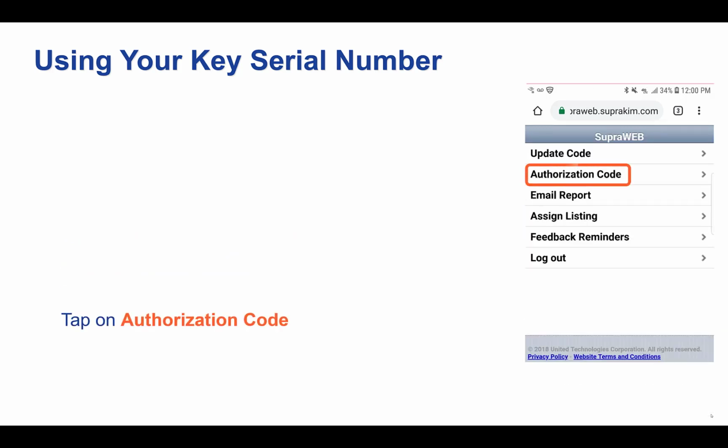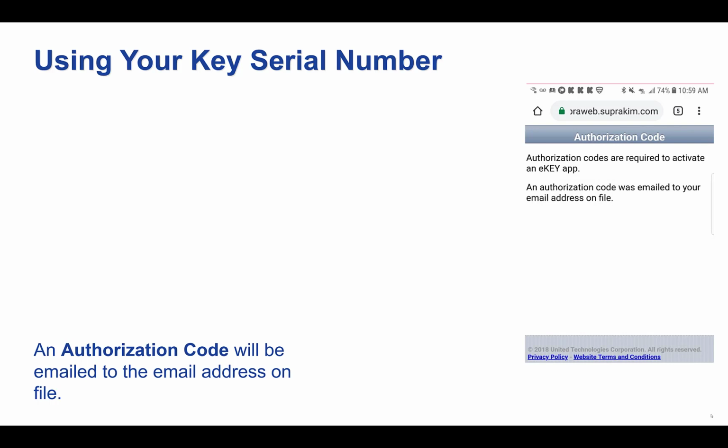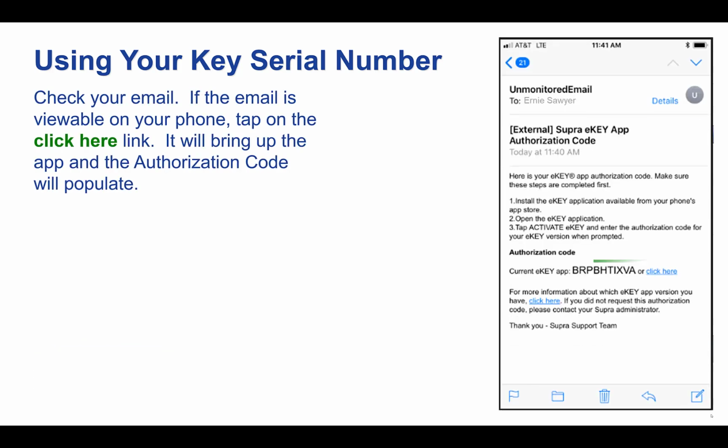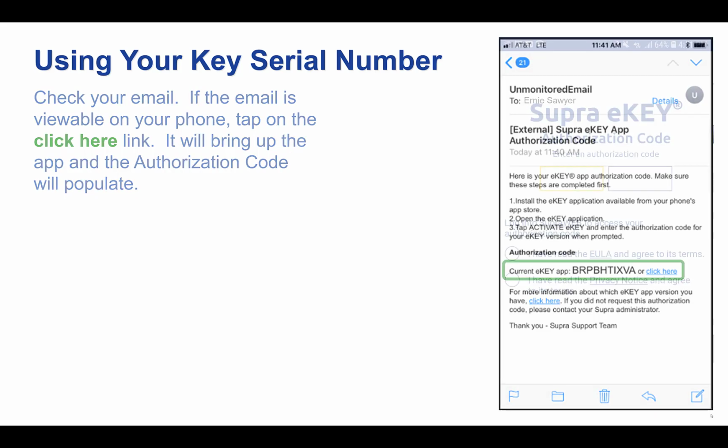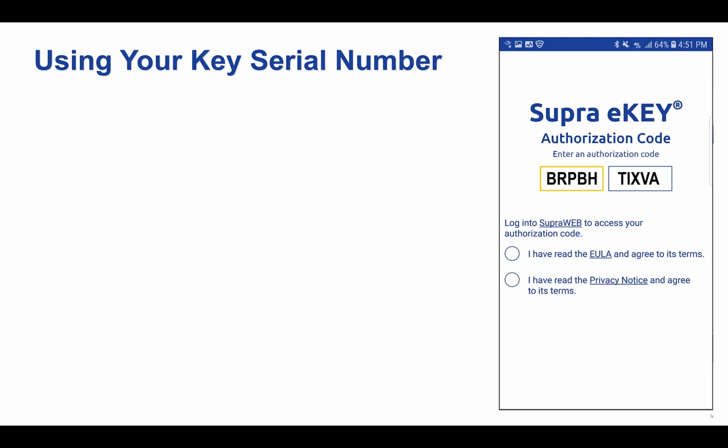Once you're logged into mobile SuperWeb, the second link is going to be authorization code. Just tap on it. And an authorization code will be emailed to the email address on file. So just like with the second method, you're going to then check your email. If you're checking it on your phone, you can tap on the Click Here link on the right-hand side. If not, you'll need to manually enter the authorization code.